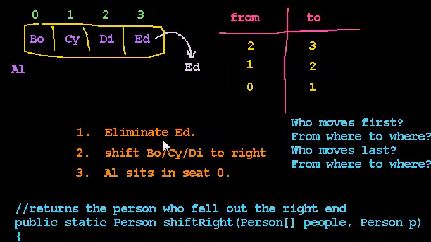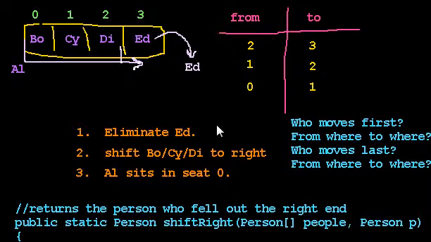So first Ed gets removed for everyone to slide down. So that's going to happen first. Then Bo, Cy, and Di are going to slide down one position to the right so that Bo will be here, Cy, Di, and then now there'll be room for Al to sit down where Bo used to be.